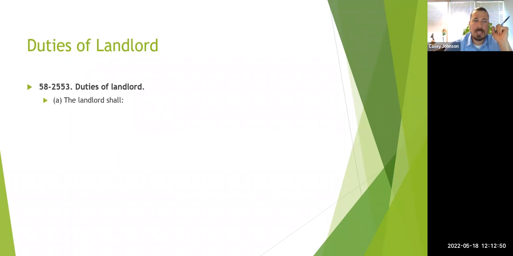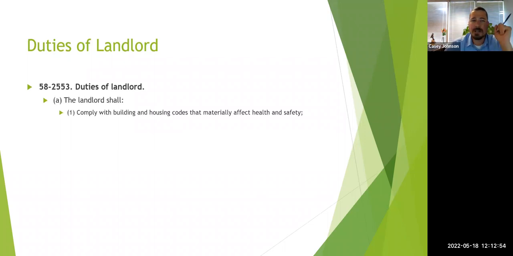The landlord only has 5 duties under the Landlord-Tenant Act, so they have to comply with building and housing codes that materially affect health and safety. So again, this is not cracked tiles or missing interior doors. They can be missing interior doors as long as it's not a health and safety issue. You could have cabinet doors that are missing. That's stuff that the tenant should try to contract for and ask and get in writing that the landlord's going to fix those things. But it's not a material health or safety violation, so the landlord really has no responsibility under the Landlord-Tenant Act to fix those things.